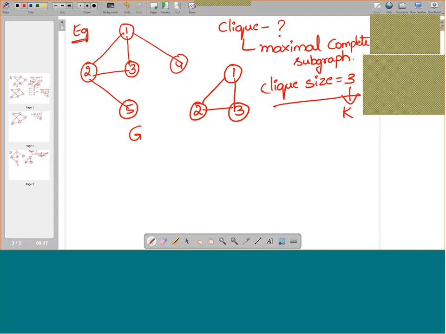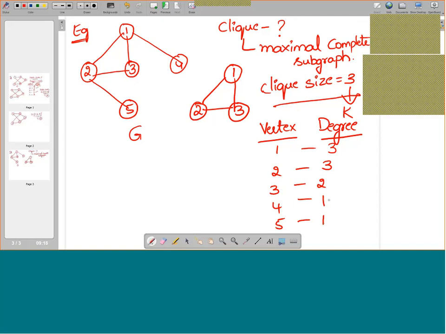So now we'll write the degree for each vertex, 1, 2, 3, 4, 5. For 1, what is the degree? For 1, it is 3. For 2 also, it is 3. Next, for 3, it is 2. For 4, it is 1. For 5 also, it is 1.